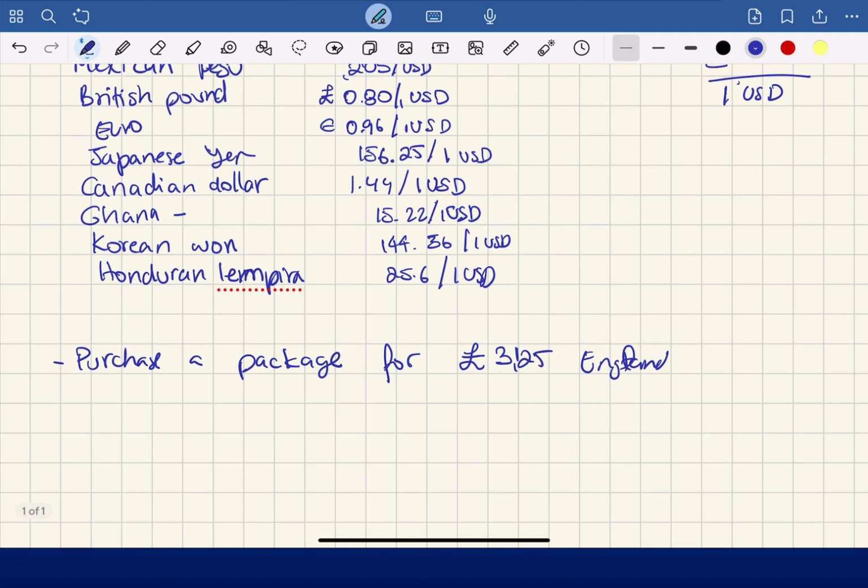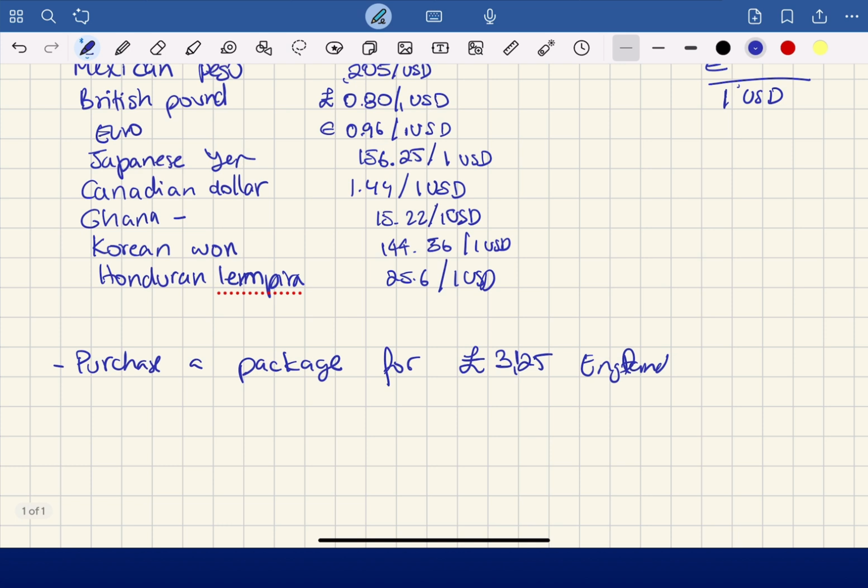And how do you actually do that conversion? To do that conversion, you always start with what you have, and you let the units guide you. So you say, I spent 3,125 British pounds, and I want to be able to convert this to US dollars. And this right here is what is called the conversion rate.